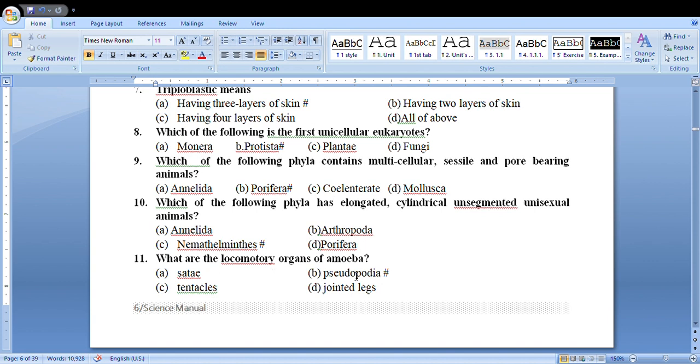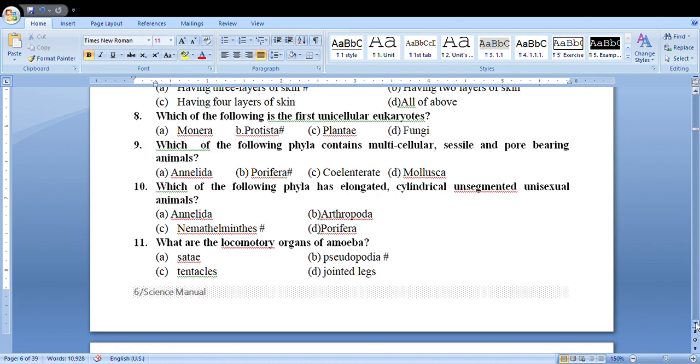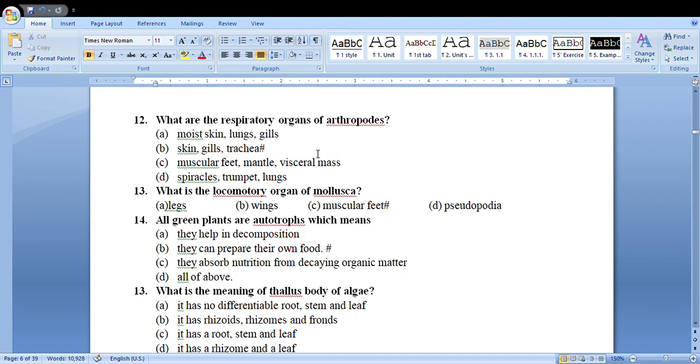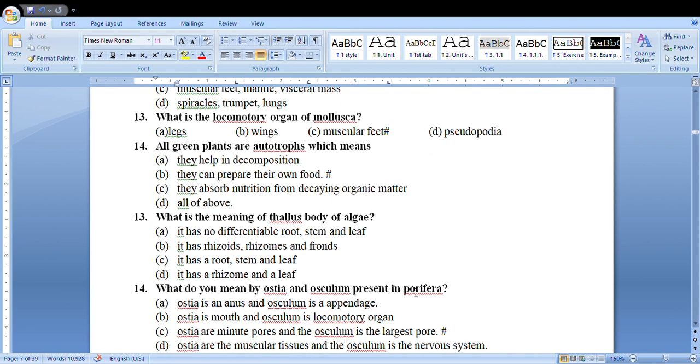What are locomotory organs of amoeba? Pseudopodia. Correct answer is Pseudopodia. What are respiratory organs of arthropods? Skin, gills and trachea. What are locomotory organs of mollusca? Obviously muscular feet. All green plants are autotrophs, which means they can prepare their own food. What is the meaning of thallus body of algae? It has no differentiable root, stem and leaves. There is no differentiation of body into root, stem and leaves.